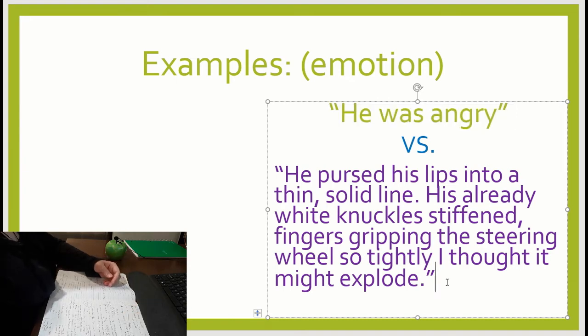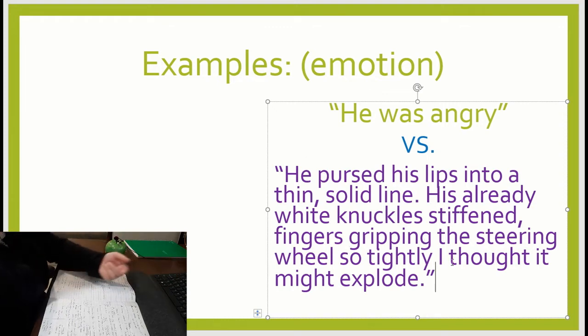So I just use this example. This is just a random one I came up with. It says, he pursed his lips into a thin solid line. His already white knuckles stiffened, fingers gripping the steering wheel so tightly I thought it might explode. So in this example, I'm doing it in first person, which is using the I rather than he, she, or it, which is third person. So it's like me, the narrator.